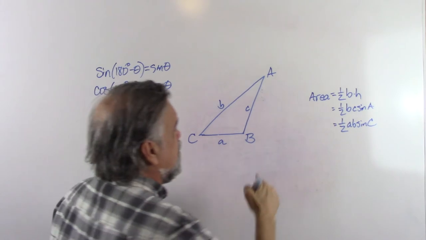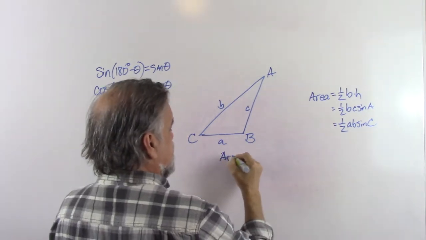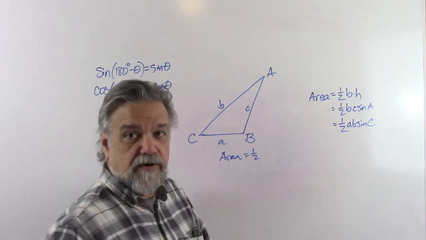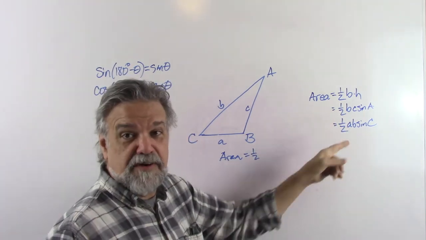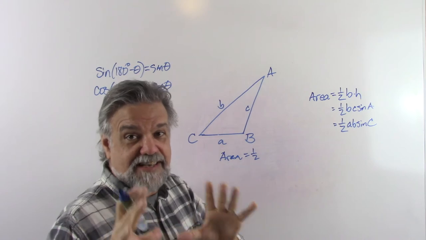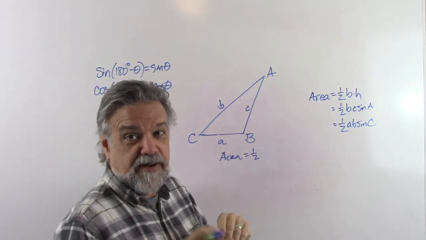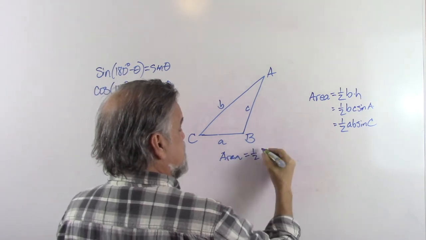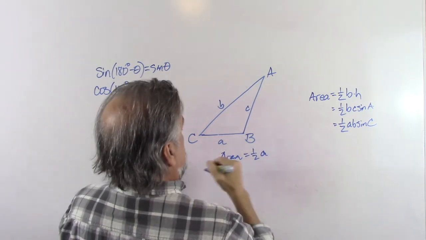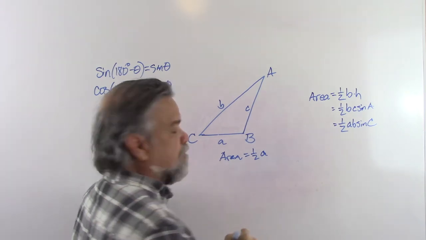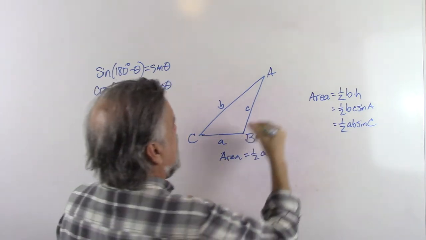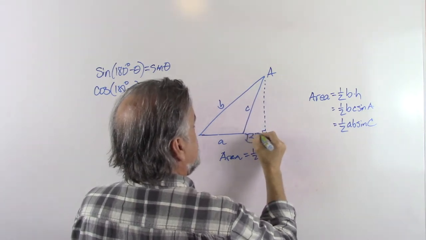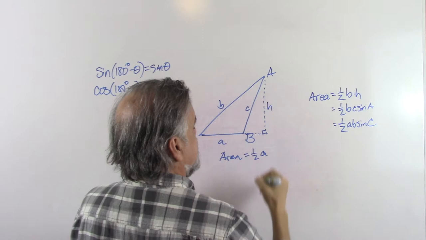So now, if I'm going to calculate the area, this time the area would be 1/2. Now remember, the area here is going to be the same as the area over here. I haven't changed the size of the triangle. I just rotated it around, that's all. So this time the area is going to be 1/2 times base, which is A, times, well this time in order to get a height, I'm going to have to stretch this over like that, and I'll call this H.